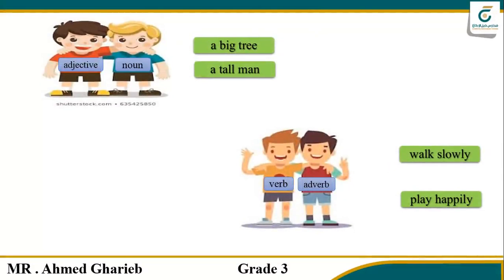Do you remember this story? The story of the noun and the verb? I told you before that the adjective and noun are friends. The adjective comes first, then the noun comes. For example, a big tree, a tall man. So the adjective big describes the noun tree and comes before it, and the adjective tall describes the man and comes before it.